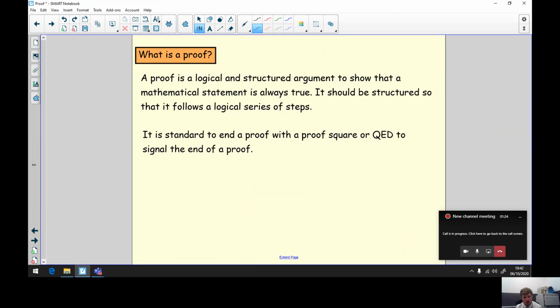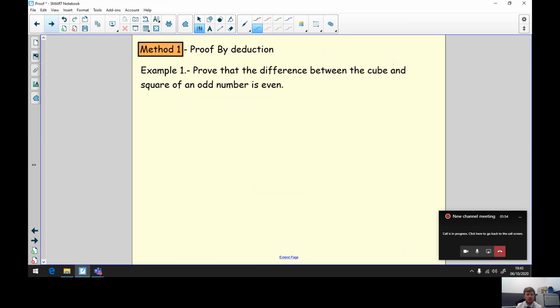So, what is a proof? In the lesson we discussed what a proof was, and the main idea we got to was that a proof is essentially a logical and structured argument for statements which are always true. It should follow a series where someone who hasn't done the proof will be able to understand what is going on. We typically finish a proof with either QED or, as required, just something to indicate that we have finished.